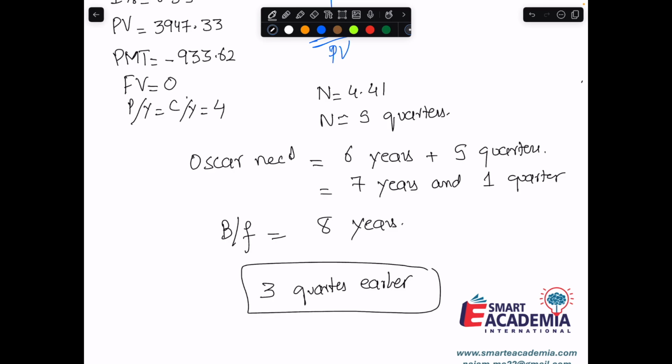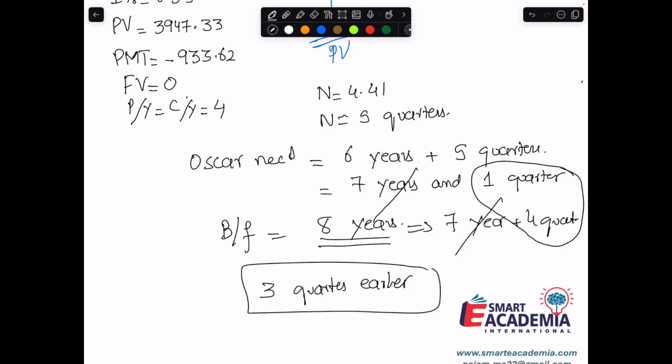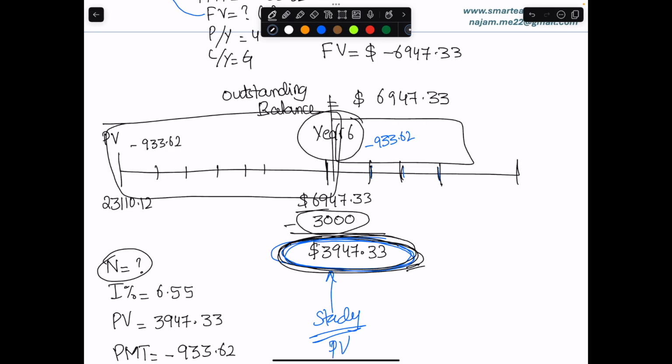This is what Oscar is saving. Because see, 7 years here and before it was 8 years. If I want to convert this into 7 years format, it's 7 years plus 4 more quarters for a year. So 7 goes out. So we know that Oscar is saving 3 quarters, or paying out the loan 3 quarters earlier than before, if he pays a $3,000 lump sum at year 6.